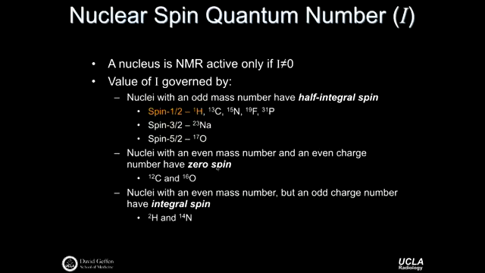Now, it's possible to have 0 spin, like I said. If you have an even mass number and an even charge number, you're going to have 0 spin. So things like carbon-12 and oxygen-16 are not NMR visible, if you will. You can also have nuclei with even mass number but odd charge number, and there you'll have integral spin. So you'll have a spin 1 system. I think nitrogen is maybe a spin 1 system too. I can't remember. Still NMR observable, if you will.